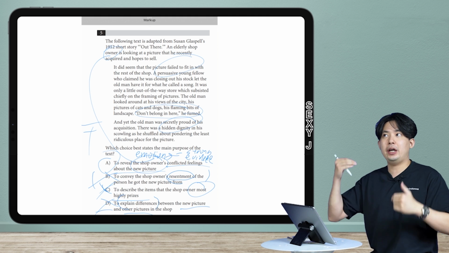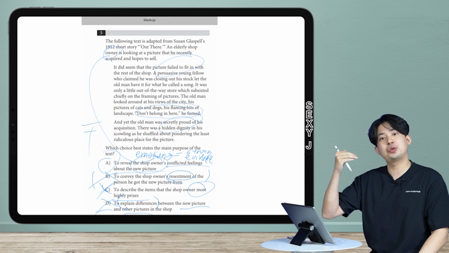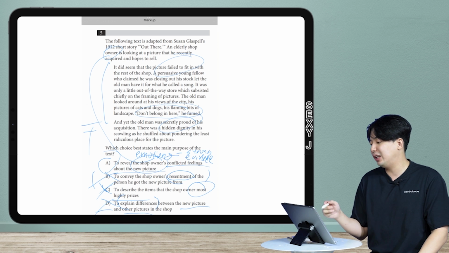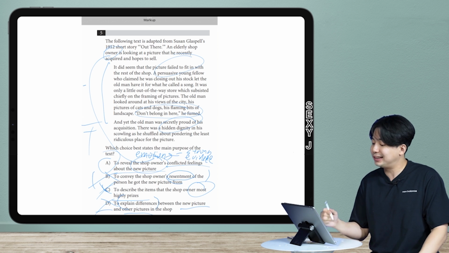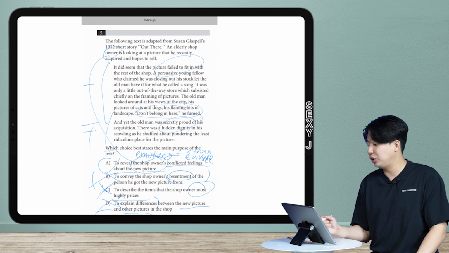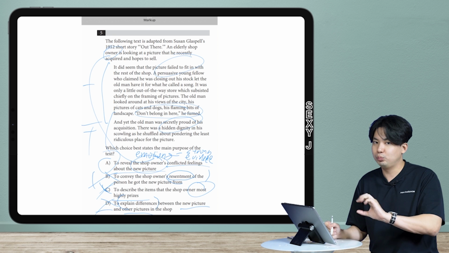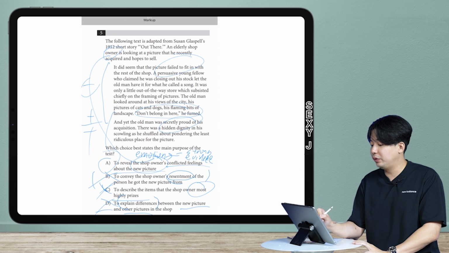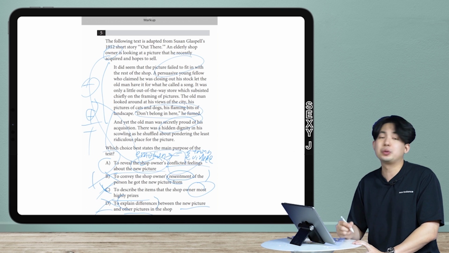So if you are a good enough reader, if you're a fast-paced reader, you could go from the first paragraph like, oh, the dude thinks it doesn't really fit in. That's like a negative feeling. Here, oh, but he's secretly proud. I don't have to understand why. Doesn't even say why. That's positive. Okay, negative and a positive, that is a mixed feeling, a conflicted feeling right here. So that's my answer choice of A.